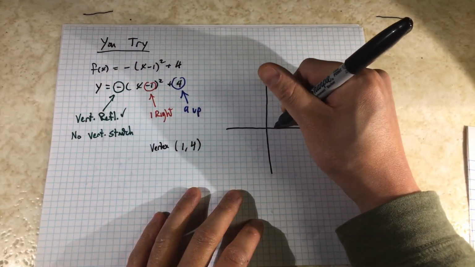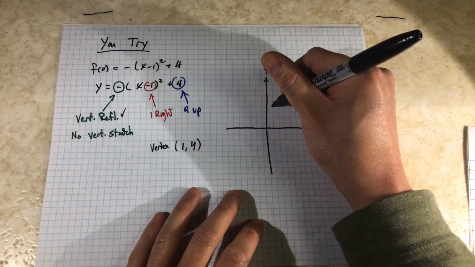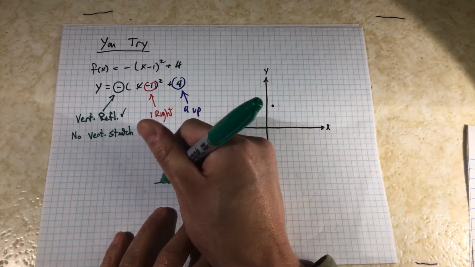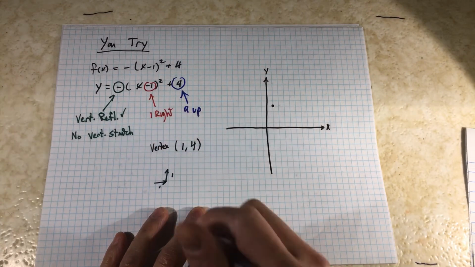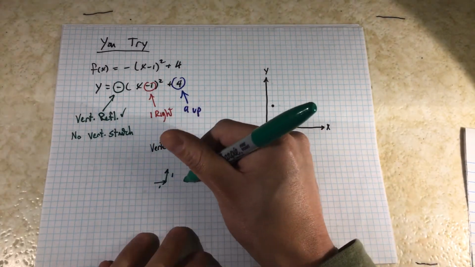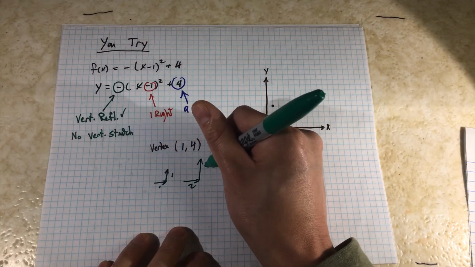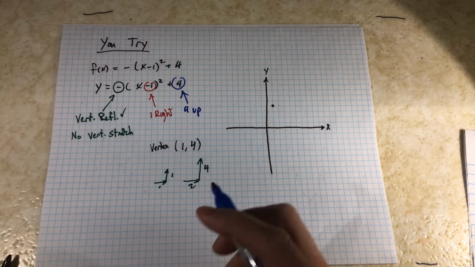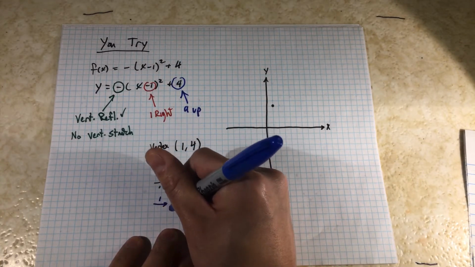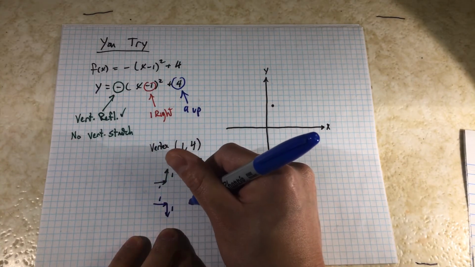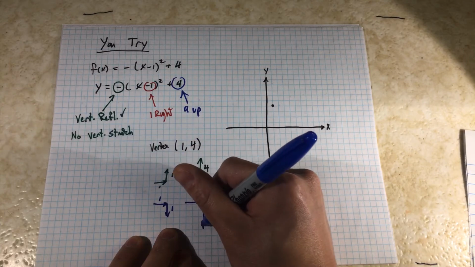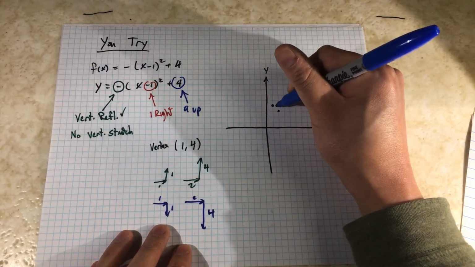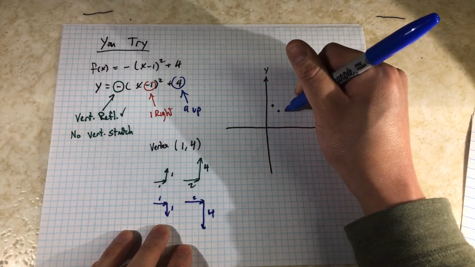So I have my vertex at (1, 4). And normally, again, for a toolkit, we go 1 to get the relative points to the vertex, and then 2, 4. But since we have a vertical reflection, we're going to do something different. So instead of going up, we're going to go down, but there's no stretch, so we still go by the same amount. So we're going to start 1 over, 1 down, 2 over, 4 down.